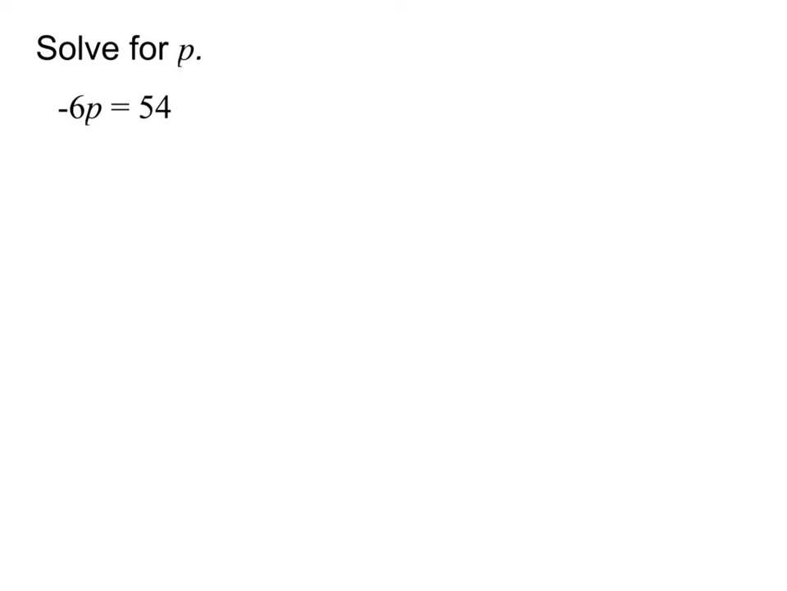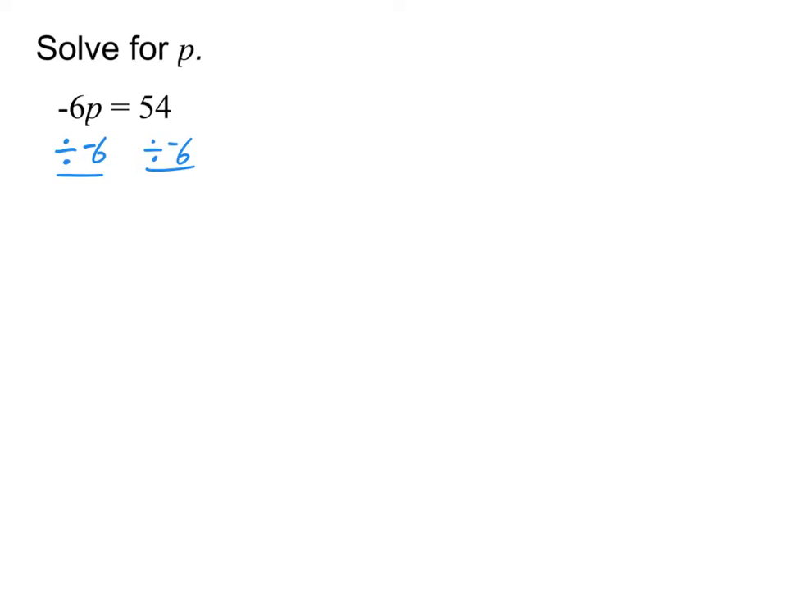Because knowing that this is actually -6 times p tells me that if I want to get the p by itself, I have to undo that multiplication. That means I need to divide both sides. I'm multiplying it at the start. In my original equation, I'm multiplying it by -6. Therefore, I'm going to divide both sides by -6.